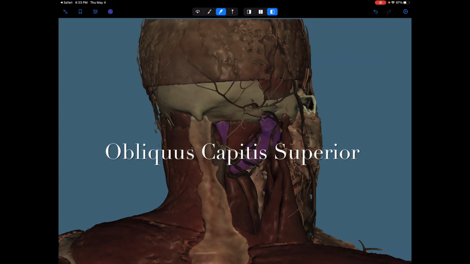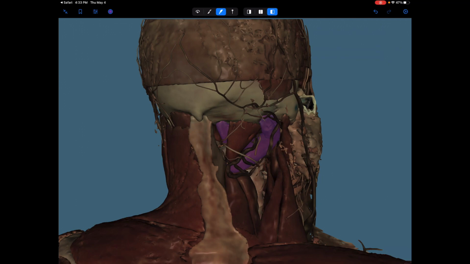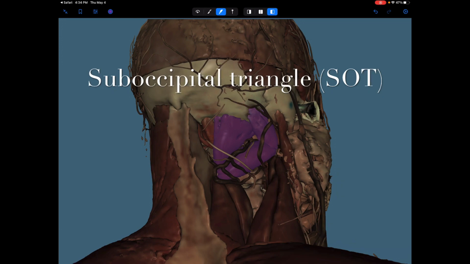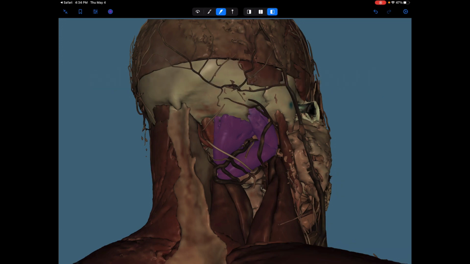And we also have an obliquus capitis superior. The origin of this one is the transverse process of atlas or C1, and the insertion is the lateral part of the area between the superior and inferior nuchal lines. And the action is the extension of the head and lateral flexion of the head to the same side of the contracting muscle. So as you can see right here, these muscles are going to form sort of a triangle shape that we call the suboccipital triangle or SOT.